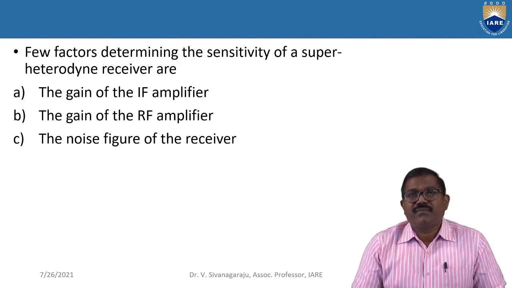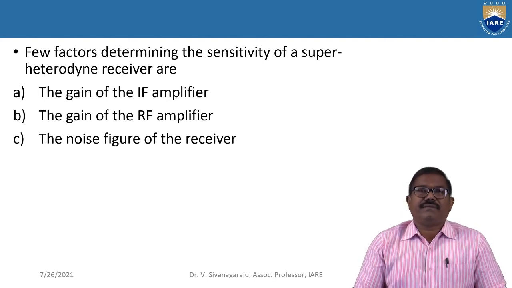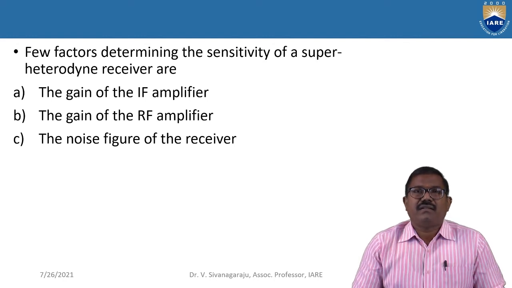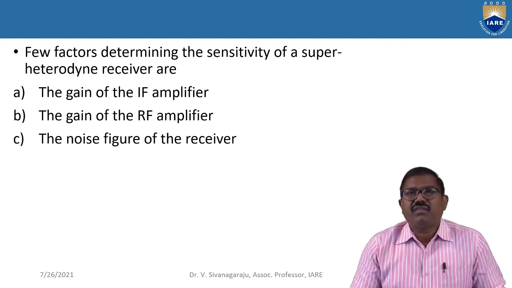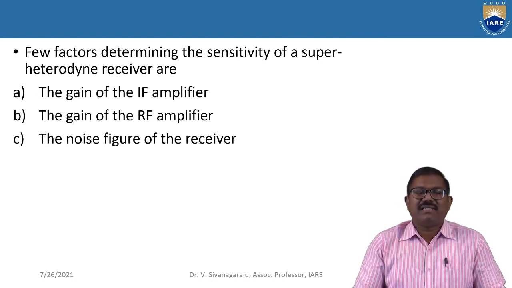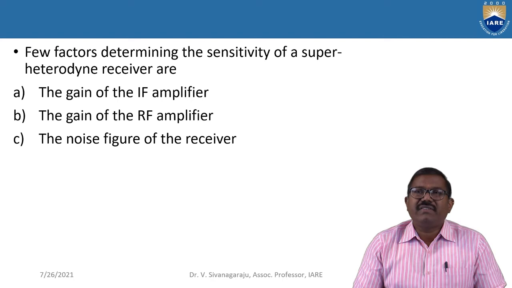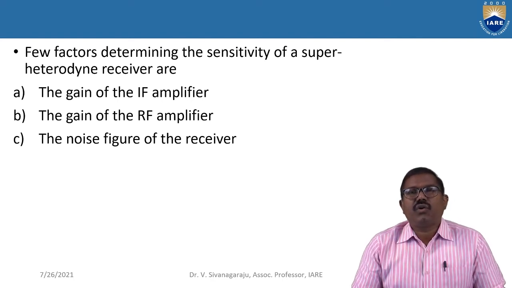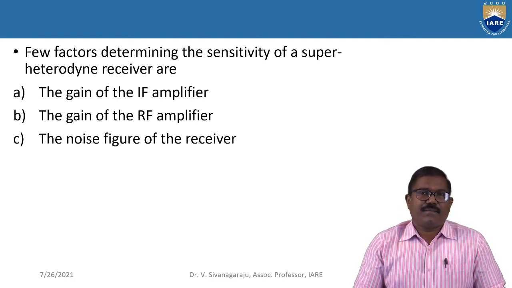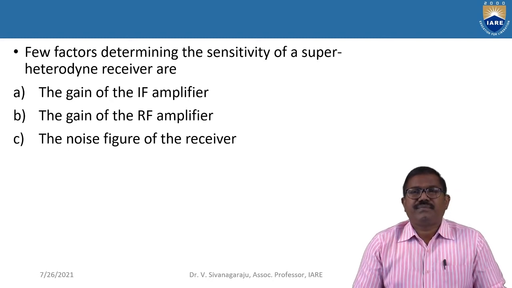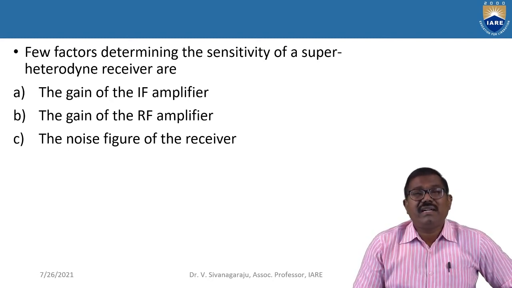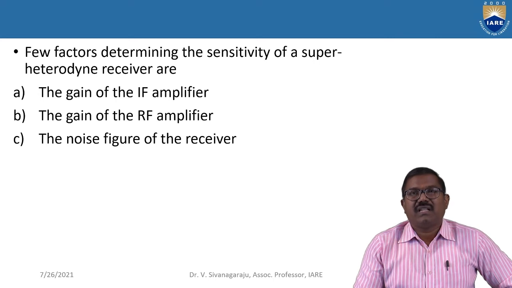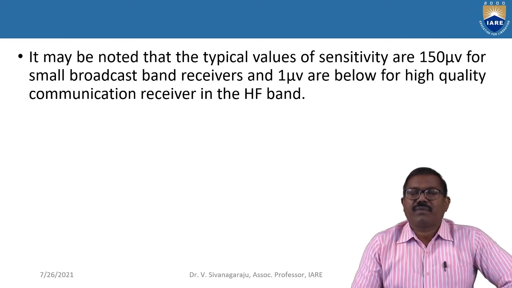Another one is the gain of the RF amplifier. And finally, the noise figure of the receiver. So these three factors determine the sensitivity of a superheterodyne receiver. Okay, so one important characteristic of the receiver is discussed, and another one is selectivity.